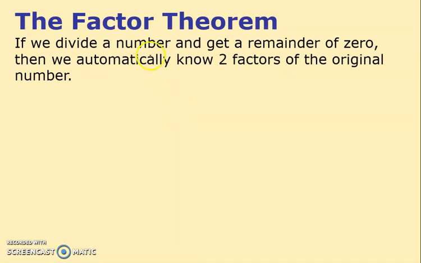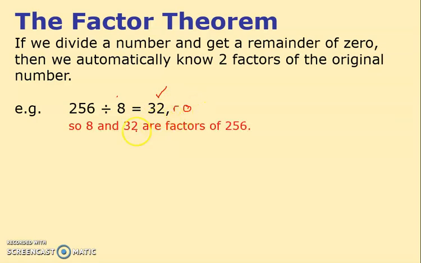The factor theorem then, this is what we're going to be using quite a lot. If we divide a number and get a remainder of 0, we automatically know two factors of the original number. So for instance, I've given you 256. I know that if I divide it by 8, I get 32. And notice it's 32, remainder 0. And because it's an exact answer, I can say that 8 and 32 are factors of 256. So look out for these remainder zeros. You kind of saw these a lot at primary school, but after that they become less important, and now suddenly on algebra they become important again.